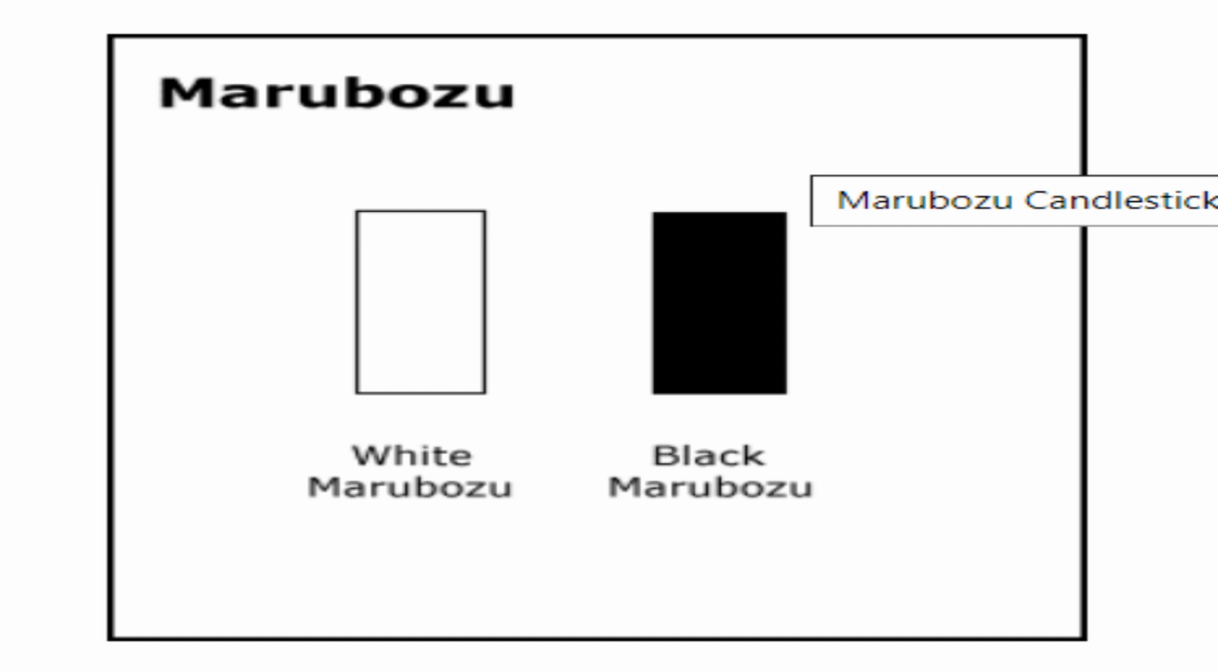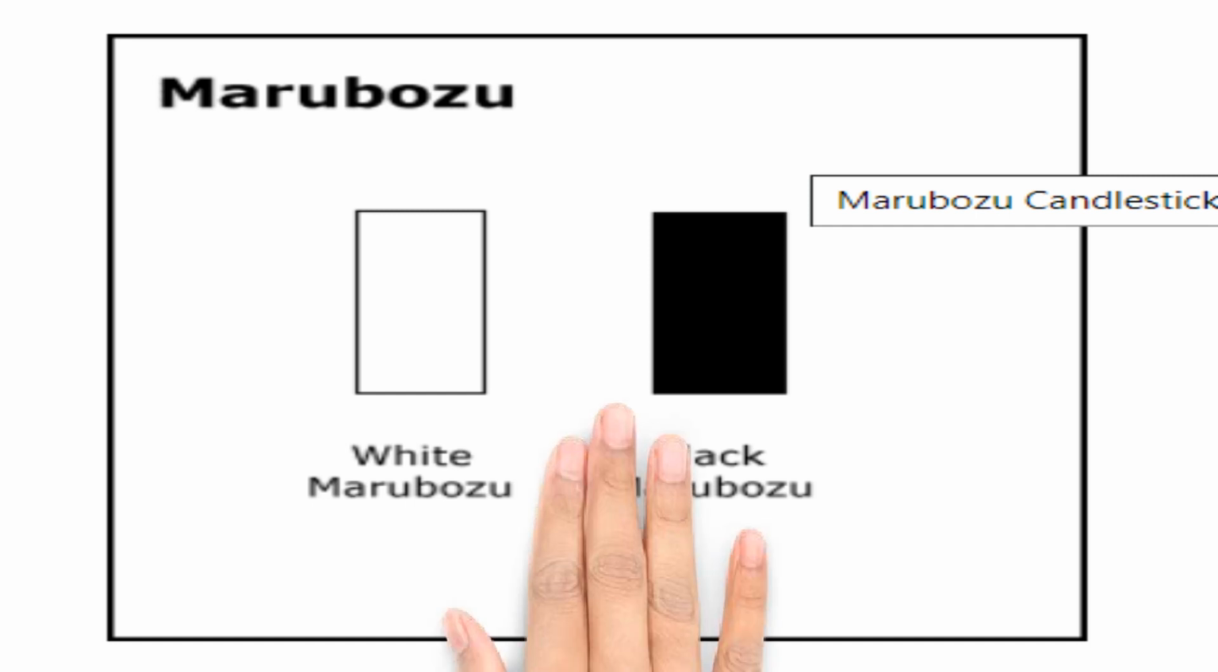Black Marubozu form when the open equals the high and the close equals the low. This indicates that sellers controlled the price action from the first trade to the last trade.